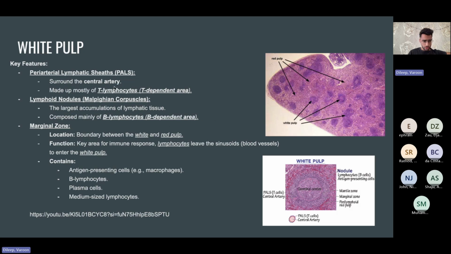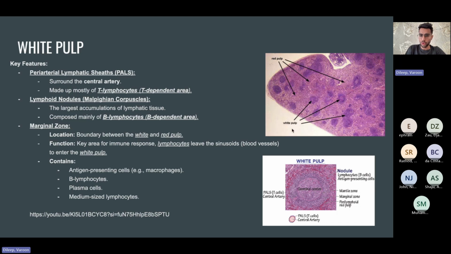Now moving on to the last part of the spleen, the white pulp. It has the periarterial lymphatic sheath, lymphatic nodules, as well as the marginal zone. So what do all of these terms mean? First, the periarterial lymphatic sheath is the part around the central artery. You can just imagine this; I'll explain with the slide after this, okay? This is the central artery, and we have the periarterial lymphatic sheath around it, and this contains the T lymphocytes. This is why we call it the T-dependent area.